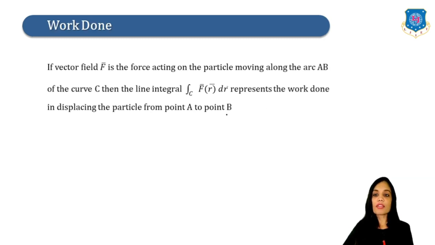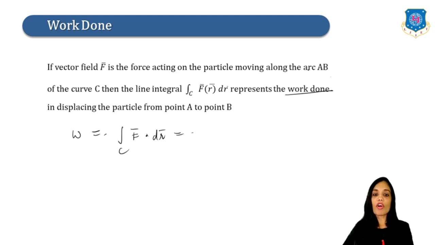Next, let us study the definition of work done. If the vector field f bar is the force acting on the particle moving along the arc AB of the curve C, then the line integral over C of f bar dot dr bar represents the work done in displacing the particle from point A to point B. In short, work done W is equal to the line integral over C of f bar dot dr bar.